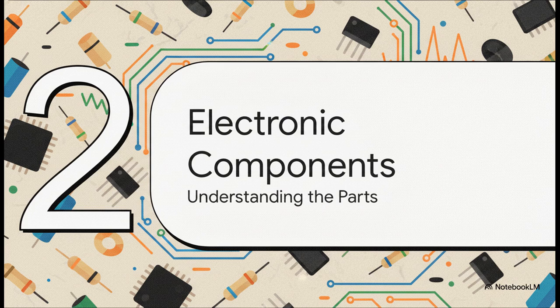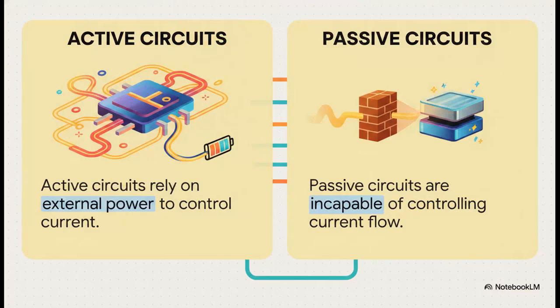Moving right along to Section 2, understanding electronic components. So once we actually have that basic circuit down, we start introducing specialized components to really control that current. We generally group these by behavior. Active circuits use components, like transistors, that actually rely on an external power source to deliberately direct the current flow. It's kind of like a traffic cop. On the flip side, passive circuits use components like resistors or capacitors.